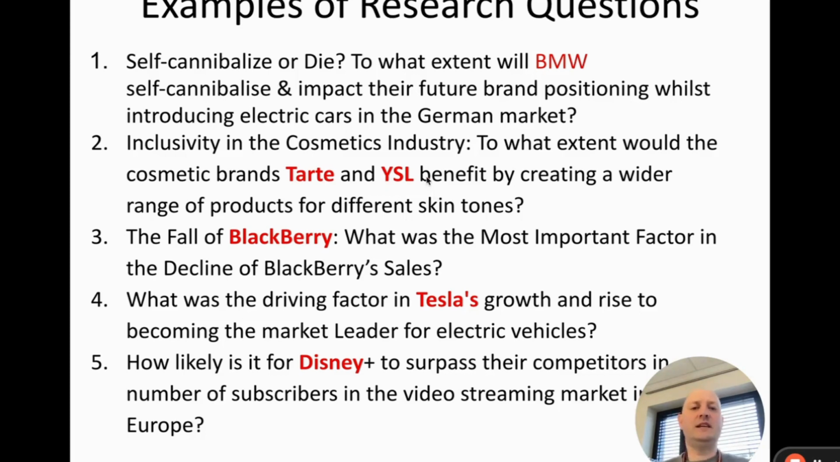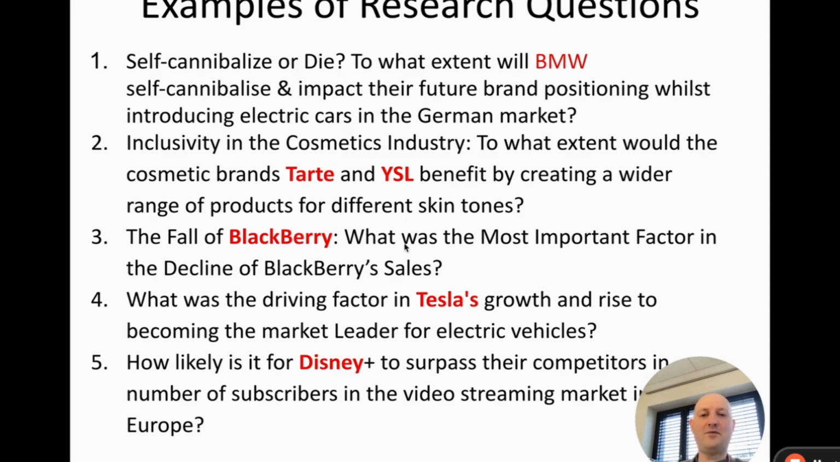Inclusivity in the cosmetics industry. To what extent would the cosmetic brand Tarte and YSL benefit by creating a wider range of products with different skin tones? So this one was mostly about segmentation, specifically demographic segmentation. So they looked at, should companies provide different skin tones and cosmetics for that?